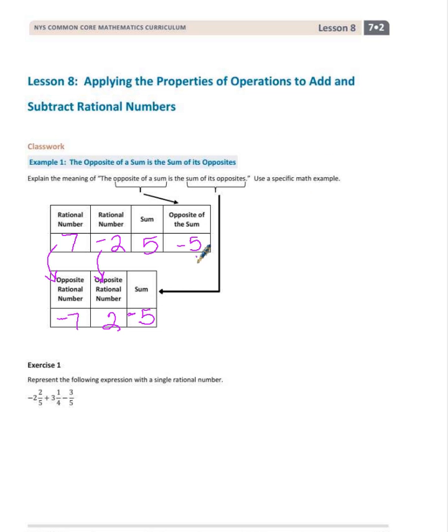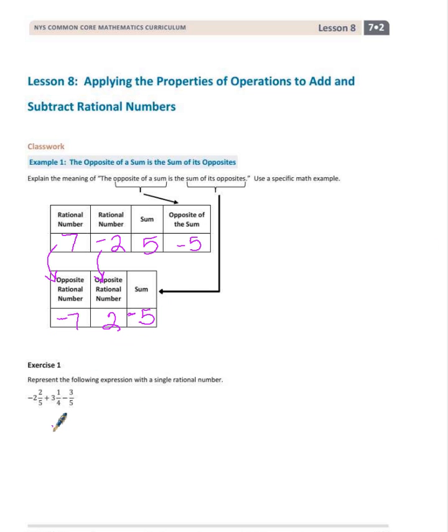And so when we're looking at this, we know that the opposite of a sum, so when we add it together and then we get the opposite of that, it's going to be the same thing as making them opposites at the beginning and then adding them together. So let's go ahead and look at exercise 1.